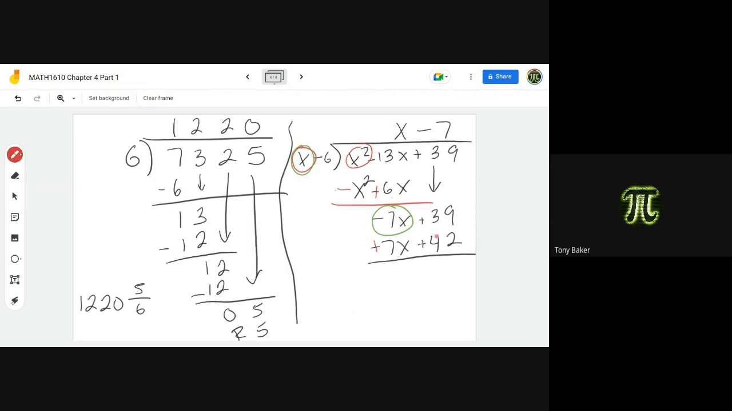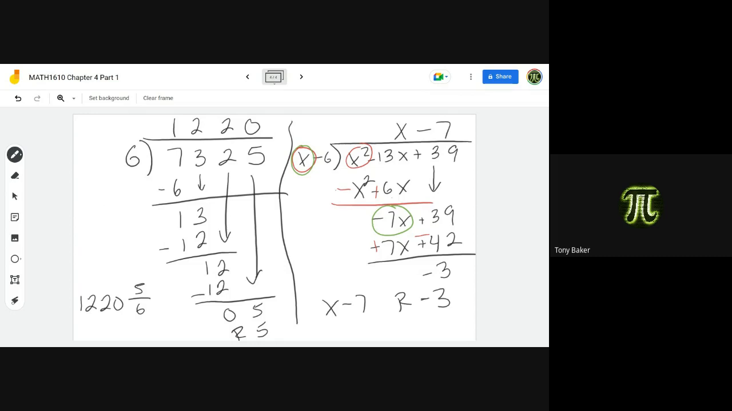Again, change my signs. First terms cancel out. Negative 7x plus 7x. 39 minus 42 is negative 3. So my answer, the way they want you to write this one, if I remember right, they asked for the remainder. So this one is x minus 7 with a remainder of negative 3. I'm going to show you, because Alex asks for it in a few different ways.